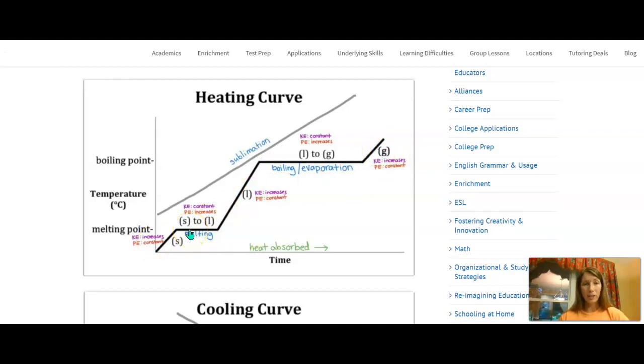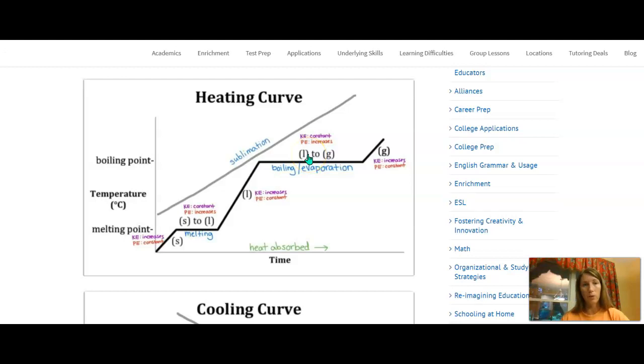During the phase change, however, it's the opposite. So kinetic energy is constant during the phase change for melting and freezing. Again, kinetic energy constant during evaporation and condensation. Potential energy is increasing during the phase change. So here PE increases and PE increases again.